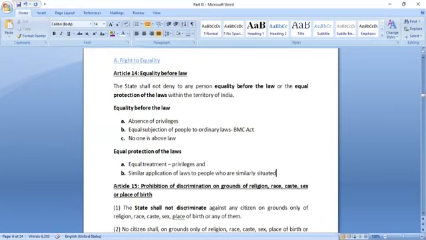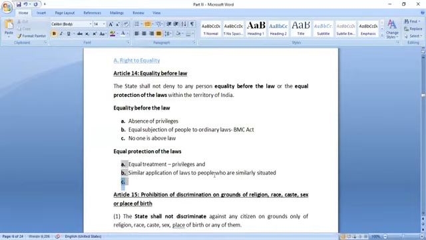Next is similar application of laws to people who are similarly situated. For example, during this time, migrant workers and all the people who are living on daily wages, the government is providing some sort of financial assistance to those people. If the government is providing some financial assistance or benefits under any law or statute, that has to be similarly given to all the people who are similarly situated.